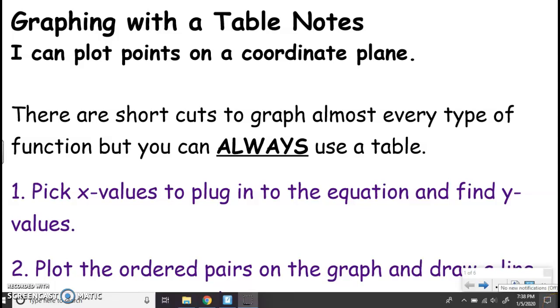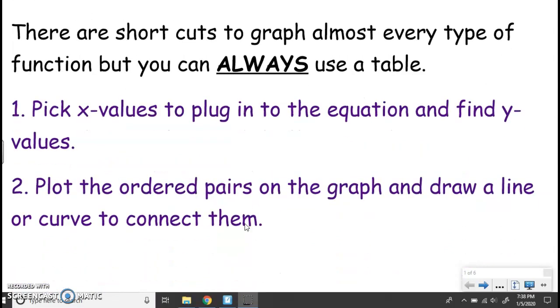Good morning. We're going to continue on with graphing, and we are going to talk about how to plot points on a coordinate plane to actually graph a linear equation. And there's some shortcuts that you can follow to graph almost every type of function, but you can always use a table no matter what.